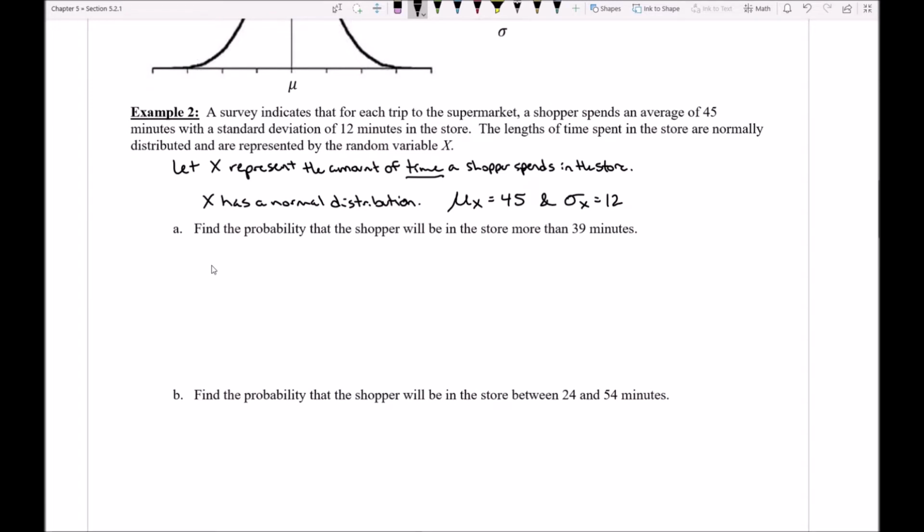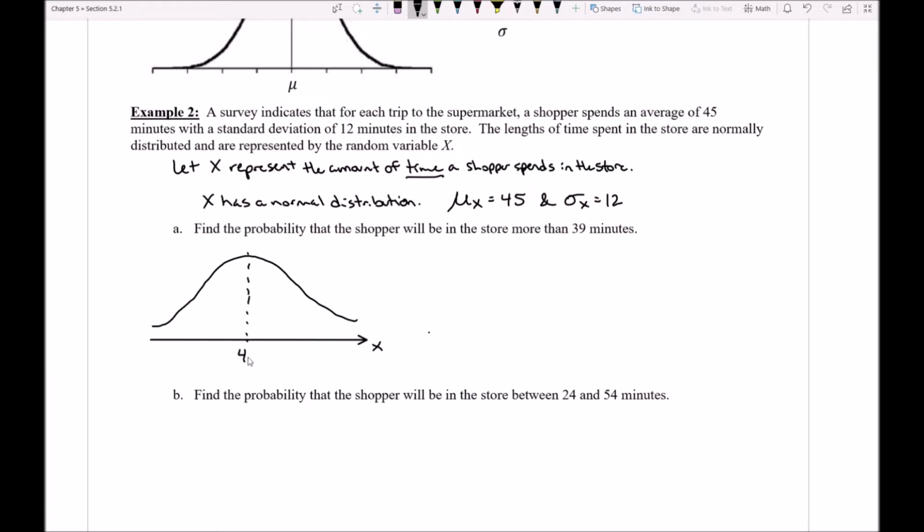Find the probability that a shopper will be in the store for more than 39 minutes. Okay, so I'm going to start by taking some time to draw out a quick picture of my distribution. I know I have a normal distribution, so I'm going to sketch out a normal curve.